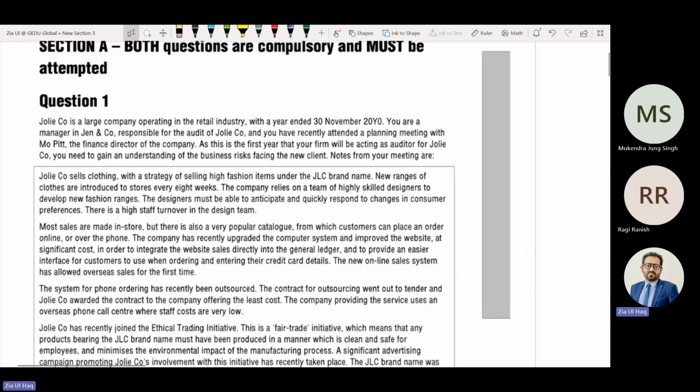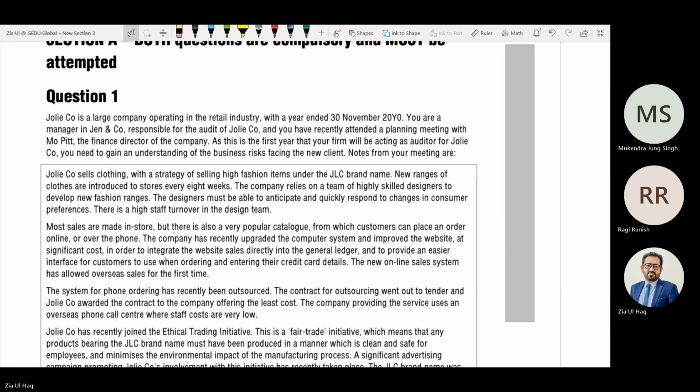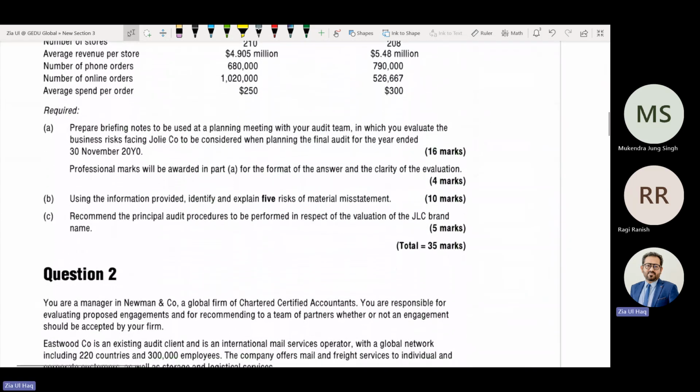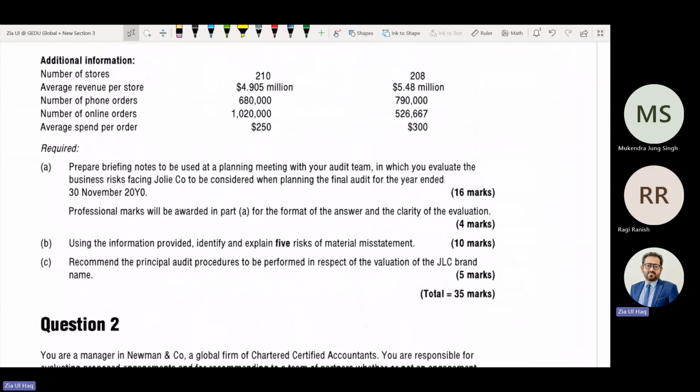Let's move towards this question. Jolie. There are three requirements of this question. Requirement A is for 16 marks, having 4 professional marks, meaning 20 marks. Requirement B is for 10 marks. And requirement C is for 5 marks. Requirement A of the question: Prepare briefing notes to be used at a planning meeting with your audit team, in which you evaluate the business risk facing Jolie company to be considered when planning the final audit for the year ended 30th November 2020.